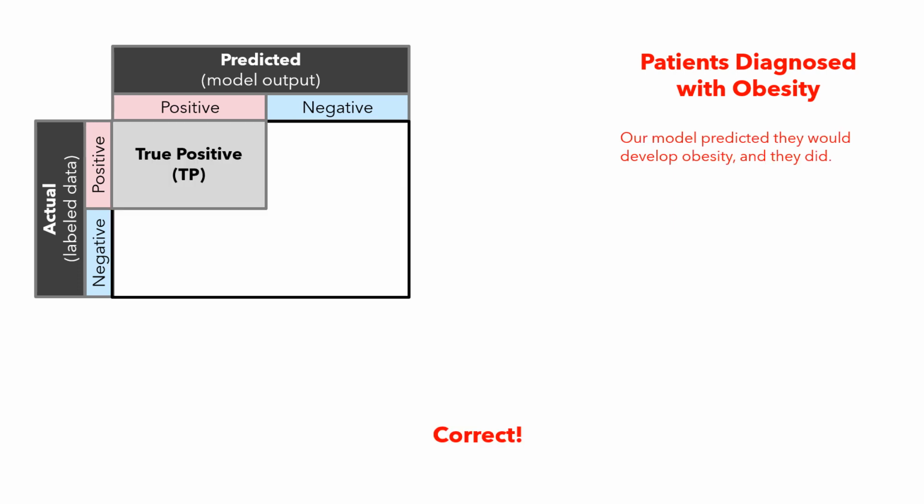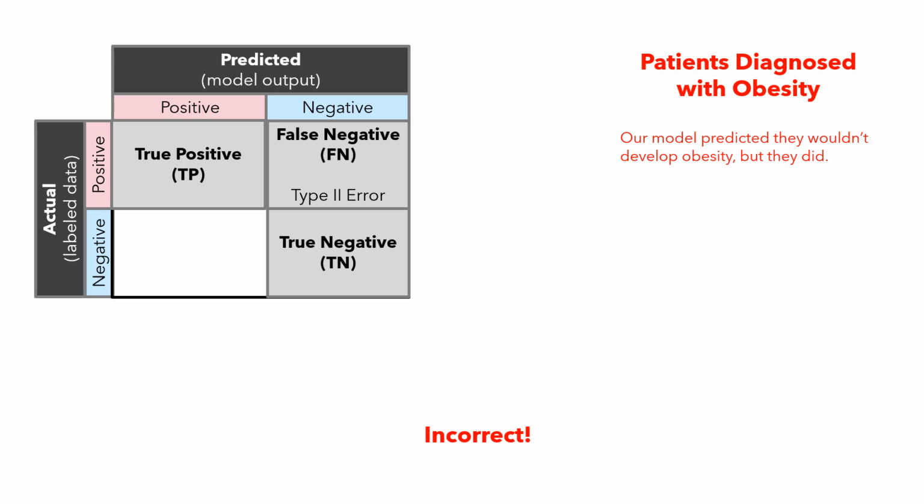Our true positives are going to be all of the people who our model predicted to develop obesity, and they did. This is where the positive from the actual and the positive from the predicted overlap. The next box where our model again predicted something correctly would be our true negatives. These are the patients who our model said weren't likely to develop obesity, and they didn't develop obesity.